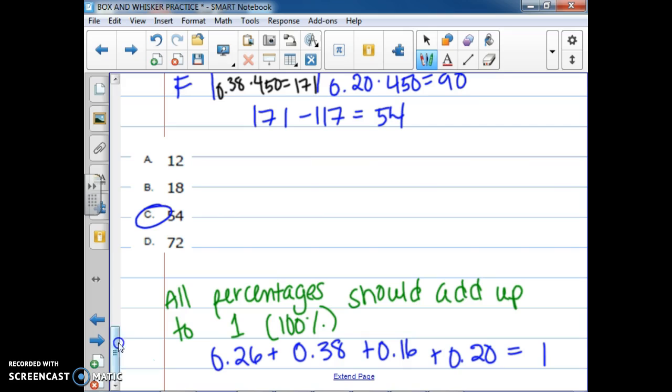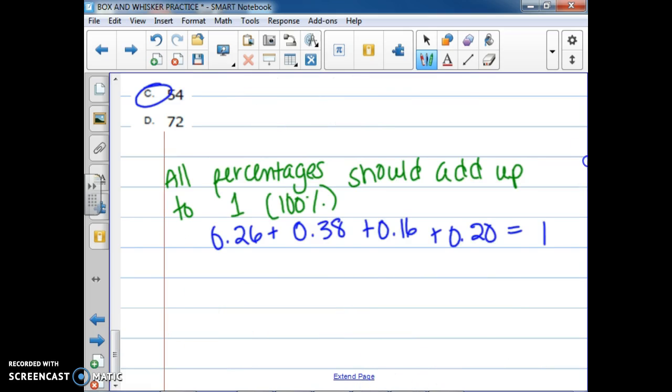Also, when we do the frequencies, all of our frequencies should add up to the total number of students that we started with. So let's check that. There were 450 seniors surveyed, so we should get 450 when we add all these numbers up. 171 plus 117 plus 72 plus 90 is 450.